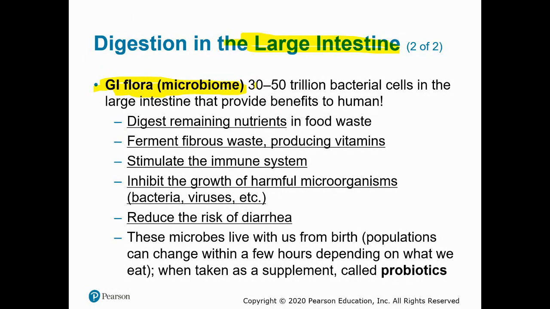So what we think we know so far is that there are roughly, I've often heard, 50 trillion bacterial cells and, again, other microorganisms that literally live in the large intestine and are beneficial to humans. That's why I said symbiotic. If you remember that term from basic biology, symbiosis means two things working together in harmony, right? They both benefit from the situation.